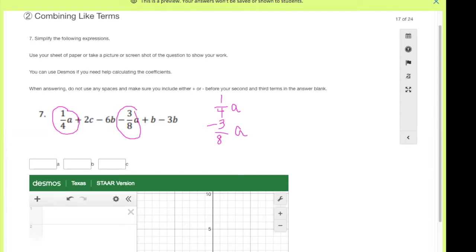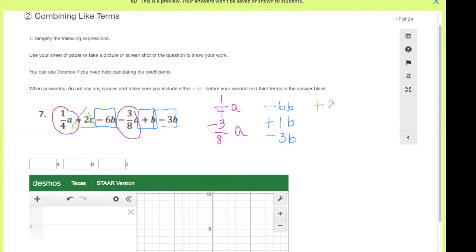Then let's look at our b's. We have negative 6b, positive b, and negative 3b. So negative 6b, positive 1b. Remember, if there's no number written in front of it, it's a 1, not a 0. And then negative 3b. And then for our c's, we've just got positive 2c.